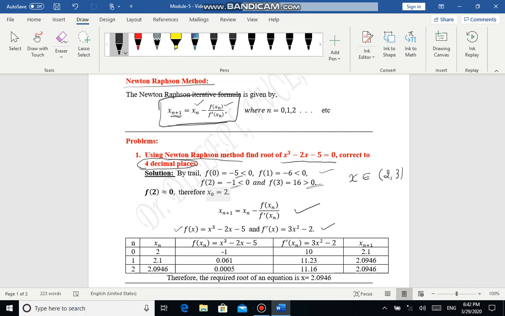Now, after finding the location of a root, we need to find the initial approximation. That is, compare the f of 2 value and the f of 3 value. If I compare these two values, f of 2 is minus 1.